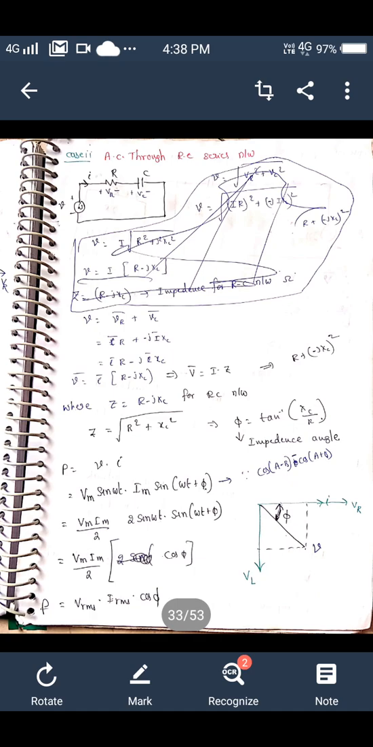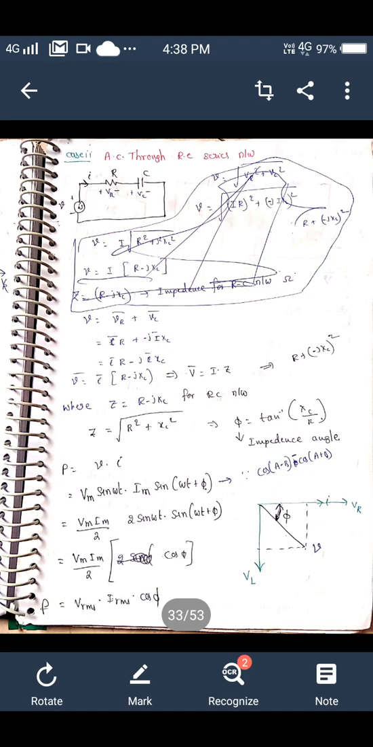So if we take current as the reference, VR is always in phase. Negative j means 270 degrees positive, which is nothing but minus 90. So it goes downward on the y-axis, VC, sorry, not VL, VC. Then the vector sum of those two is nothing but the supply voltage V.